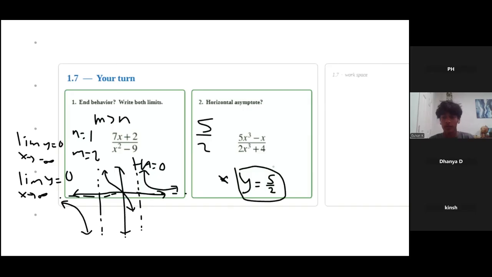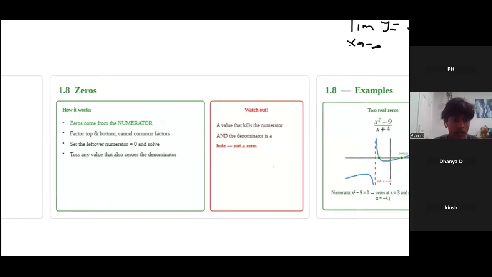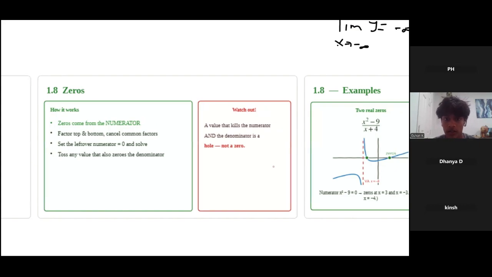Okay, now let's move on to the next topic, zeros. So zeros come from the numerator. We talked about factoring earlier, and it's going to show why over here. Anything that's left on the numerator on the top is going to be one of your zeros. And anything that's left on the bottom that doesn't cancel out is going to be a vertical asymptote. And things that do cancel out are going to be holes, but we'll look at that in a second. First, let's look at zeros. A value that kills the numerator and denominator is a hole, not a zero. Yeah, correct.